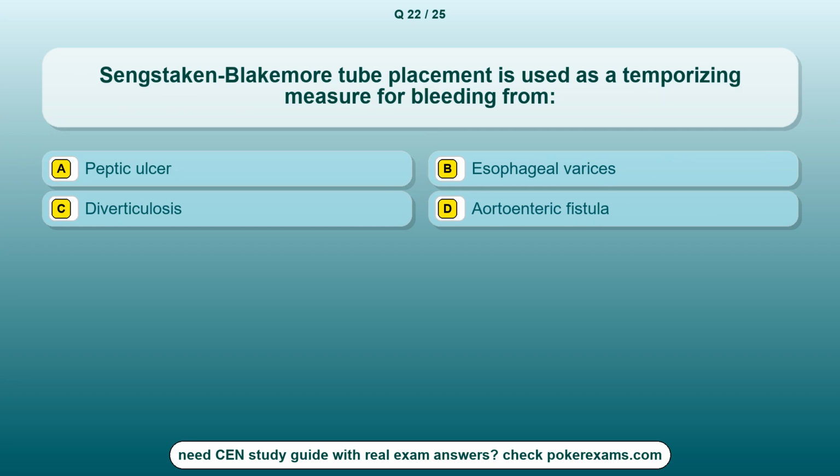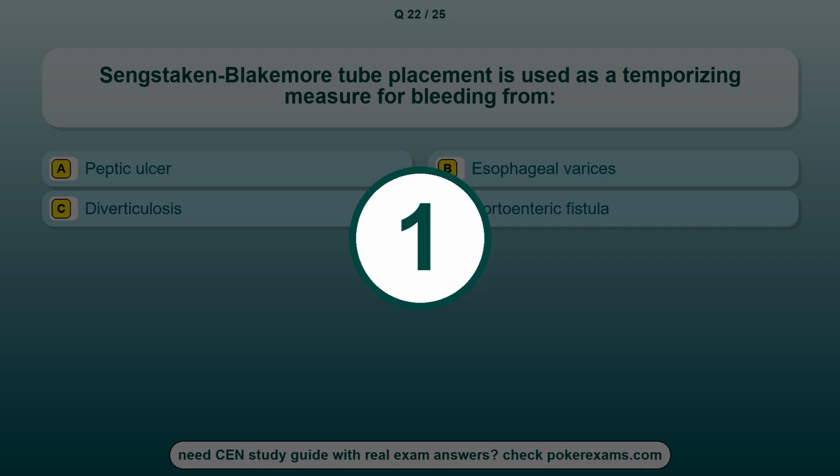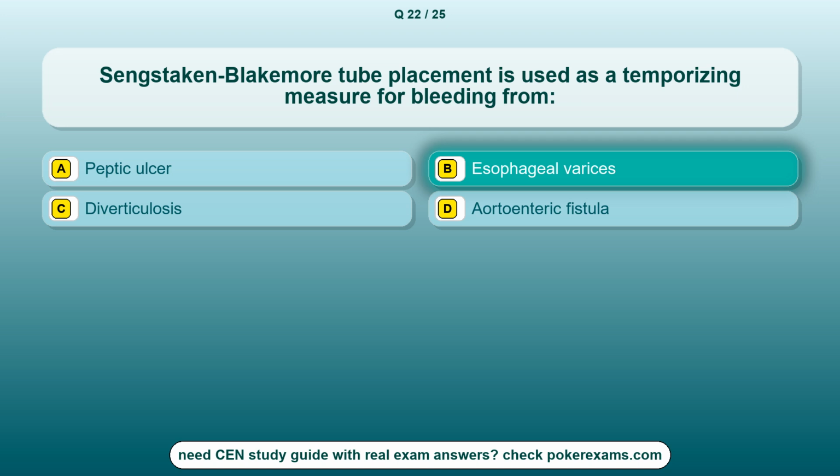Question 22. Sengstaken-Blakemore tube placement is used as a temporizing measure for bleeding from option A, peptic ulcer, option B, esophageal varices, option C, diverticulosis, option D, aortoenteric fistula. The correct answer is option B, esophageal varices.